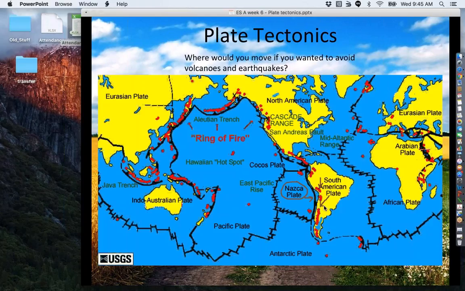And volcanoes. Oh, thanks, Persephone. So the question is, where would you move? Seeing where all of this is actually, all these red dots on here are volcanoes. And mostly this is where earthquakes take place as well, because they take place along these fault lines where these two plates are coming against each other.